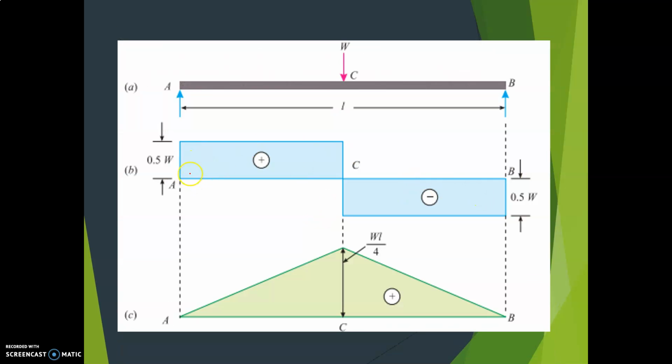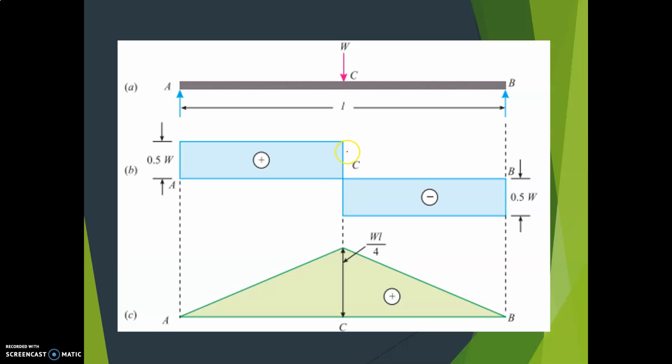So at A it is W divided by 2, plus. This is the baseline AB. Okay, so above the line is plus, below the line is minus. So at A it is W divided by 2, 0.5 W. At C also it is plus 0.5 W. When you consider the portion AC and then consider the portion BC, at B it is again minus 0.5 W. That's why below the line at C it is again minus 0.5 W.